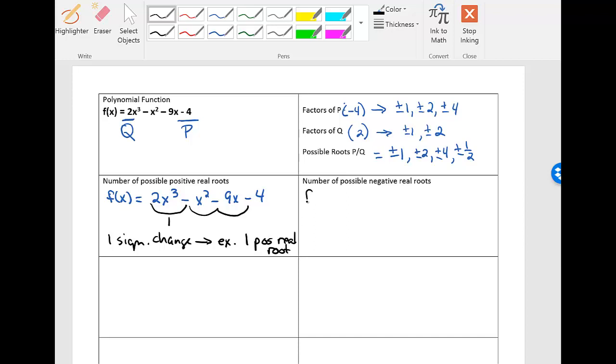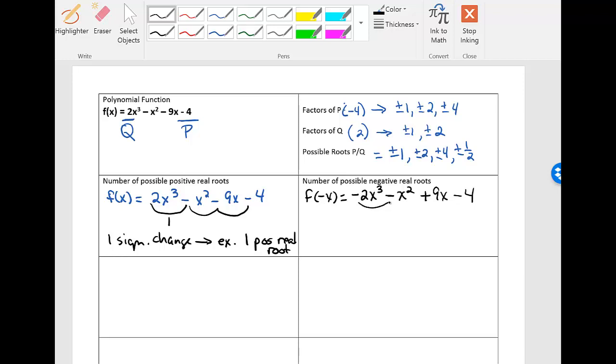So to do the negative, again, try to be ahead of me. Try to do this yourself. We're plugging in negative x. Ask yourself whether it makes that term positive or negative. In the first term, it's going to change it to a negative because negative 1 cubed is negative 1. The second term, when you square it, makes no difference. Negative 9 times negative x is going to change it to positive 9x, and the negative 4 is not impacted.